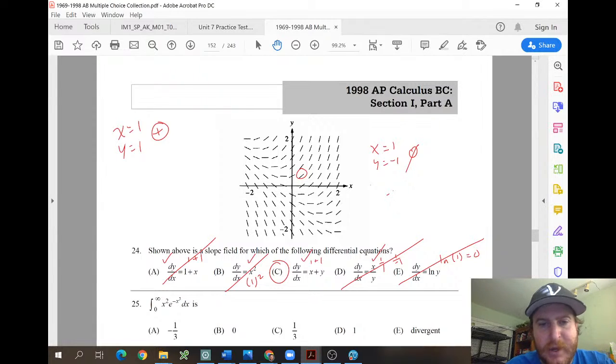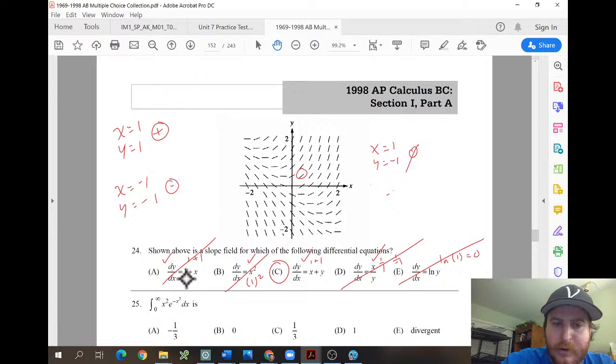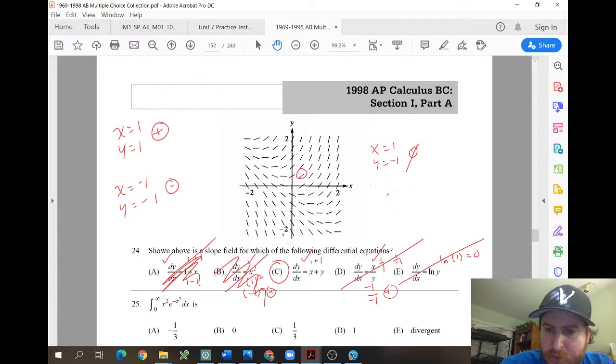Now, if you hadn't done that, yeah, we could have gone in and plugged in some of these other points. So like in quadrant 3, x is negative and y is negative. I'm supposed to get a negative answer, right? And 1 minus 1 gives me 0. So I could cross out A again. Negative 1 squared gives me a positive answer. So I could cross out B again. And negative 1 over negative 1 gives me a positive answer. So I could cross out D again.